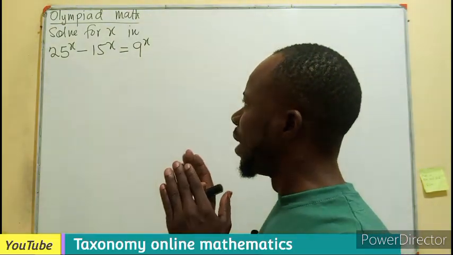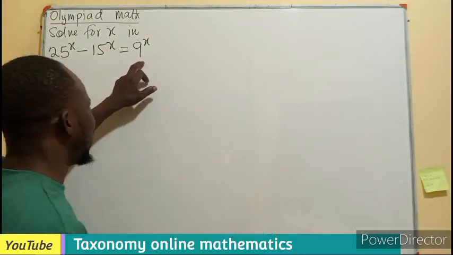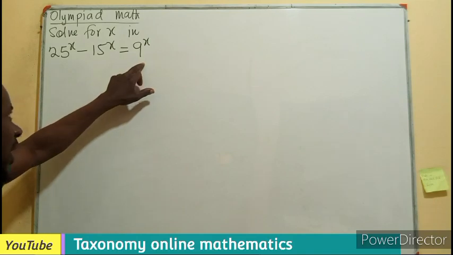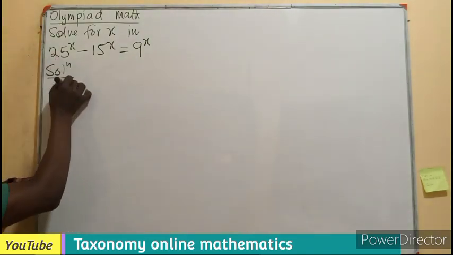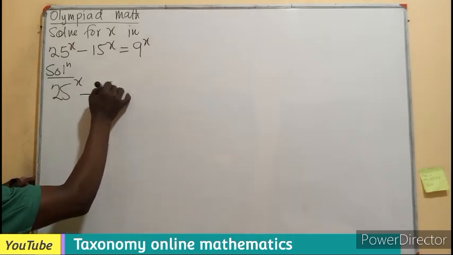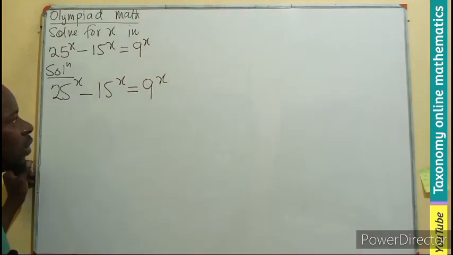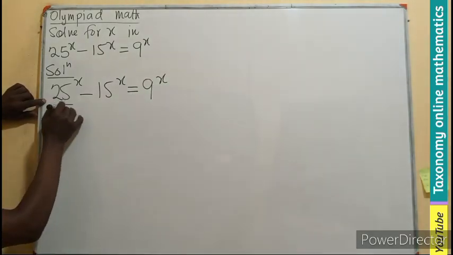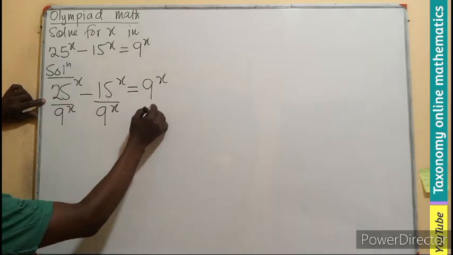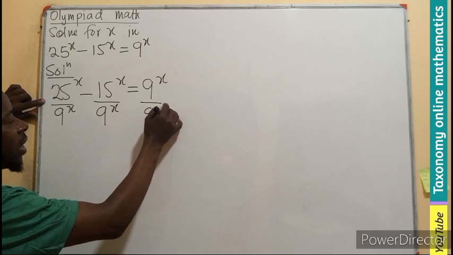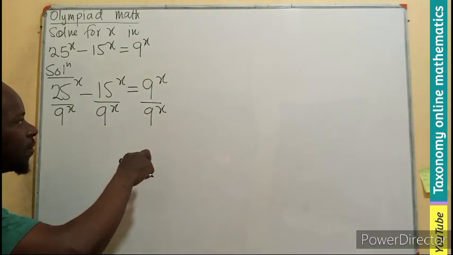Let's try to make one side of the equation equal to 1, hence dividing through by 9^x. So let's take our solution: 25^x, 15^x, 9^x. Dividing through by this will mean that this is divided by 9^x, then we have 9^x divided by 9^x. So you can see that this is going to be 1.